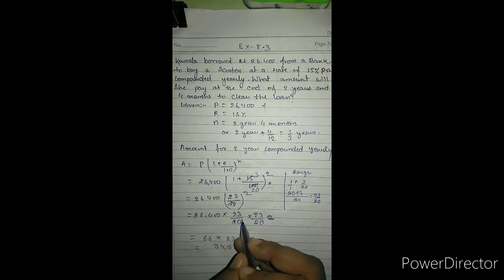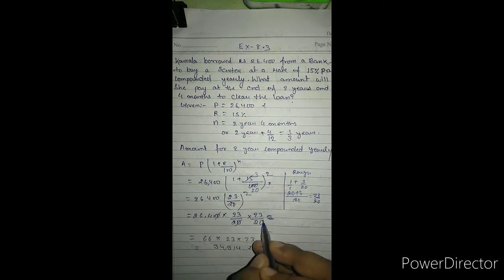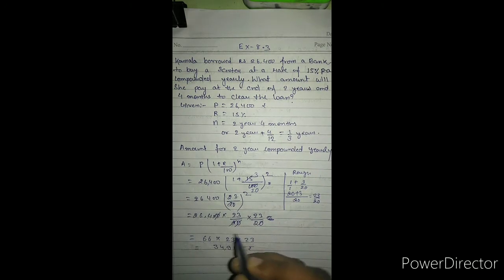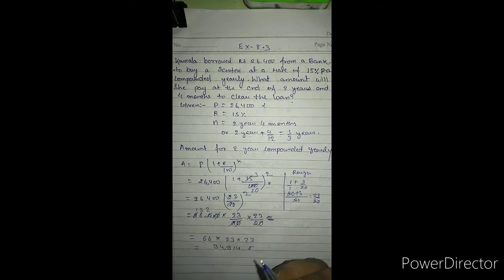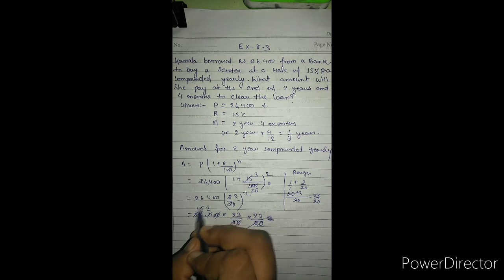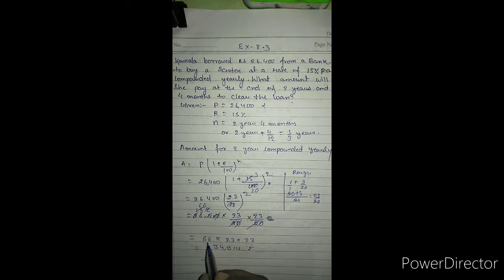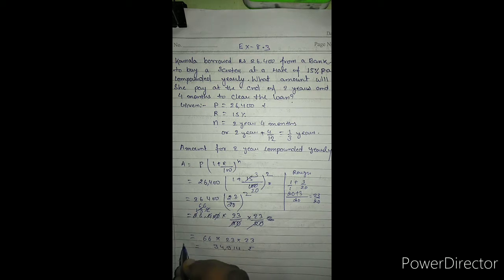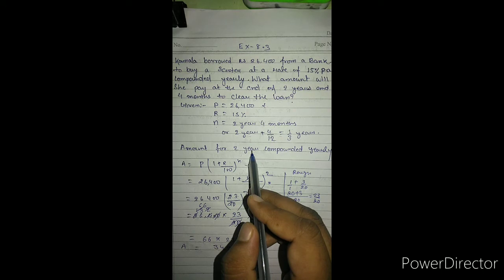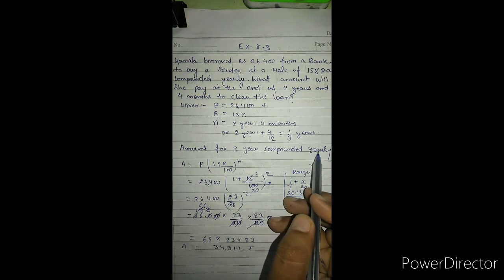Now cancel it. First cancel 1 0 and 1 0, then again 1 0 and 1 0. Now cancel it by 2: 2 1s are 2, 2 3s are 6... 2 2s are 4. Now again cancel it by 2: 2 6s are 12, 2 6s are 12. So it becomes 66 into 23 into 23. So it will be 34,914 rupees. It is the amount for 2 years compounded yearly.